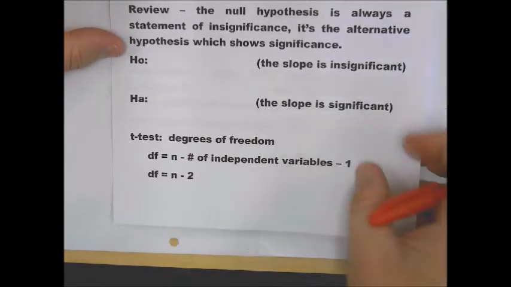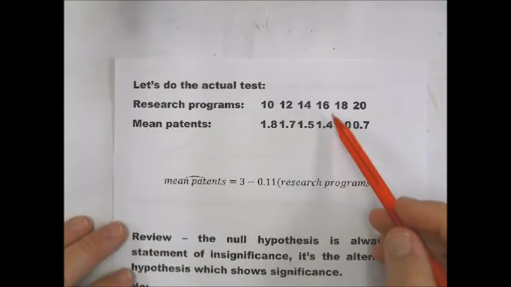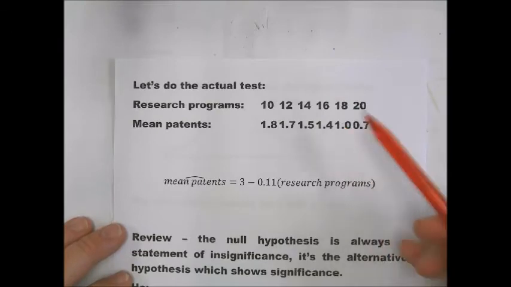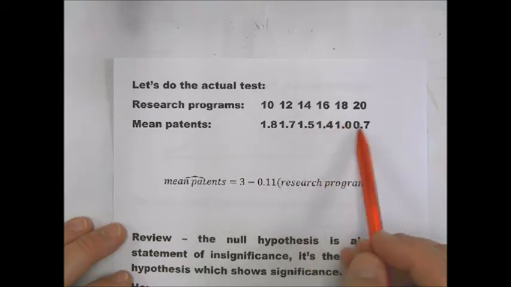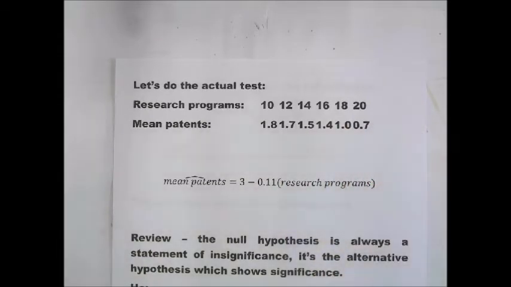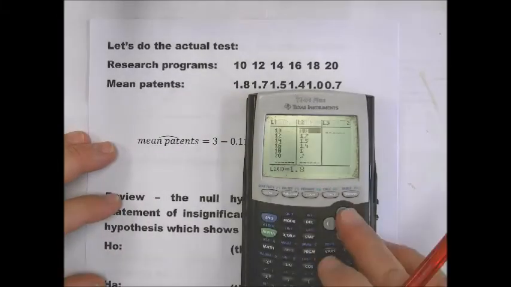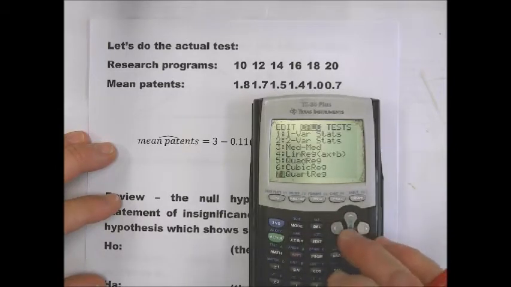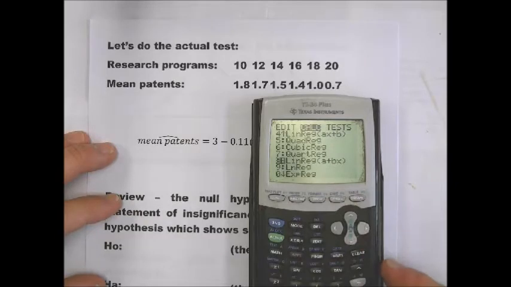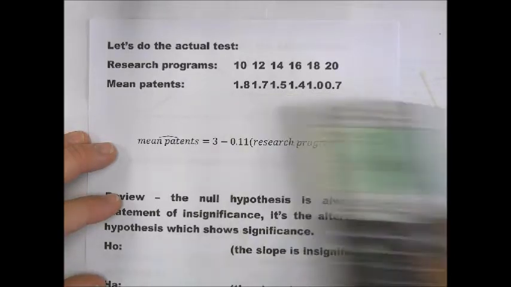All right, so let's do the actual test. Here was the data that we used in the last example: the number of concurrent research programs and the mean number of patents from each one of those programs. And I have that data in the calculator. There it is right there, X and Y. And if you go back and calculate the linear regression equation, stat calc lin reg a plus bx, there's the data, and there's the line of best fit that we've got.